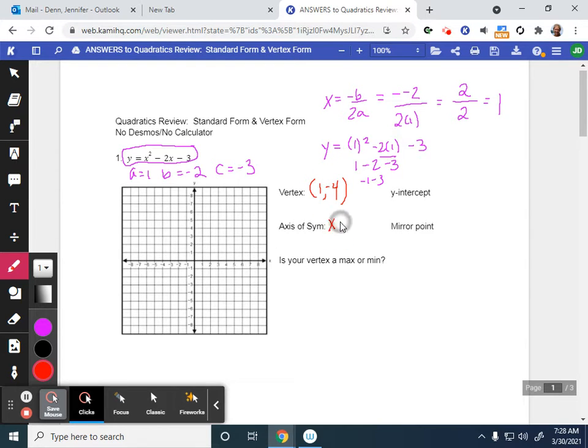My axis of symmetry is x equals 1, the x value of the vertex. My y-intercept is 0, whatever c is.